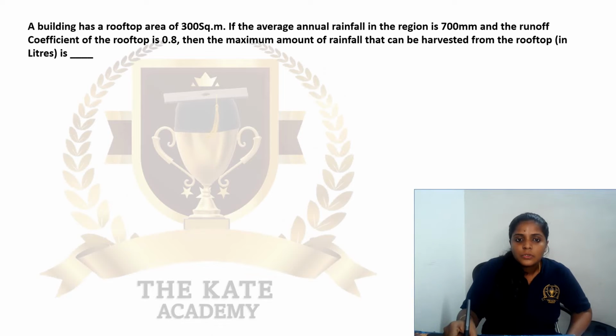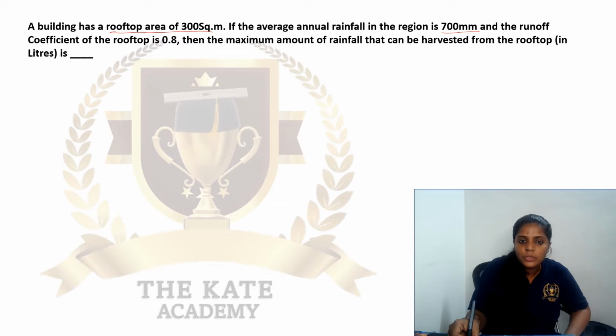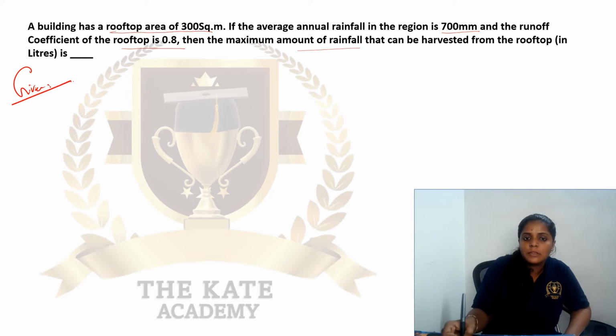A building has a rooftop area of 300 meters square. If the average annual rainfall in the region is 700 millimeters and the runoff coefficient of the rooftop is 0.8, then the maximum amount of rainfall that can be harvested from the rooftop in liters is. So let us first write what is given.